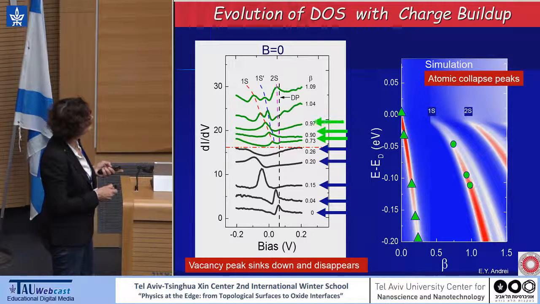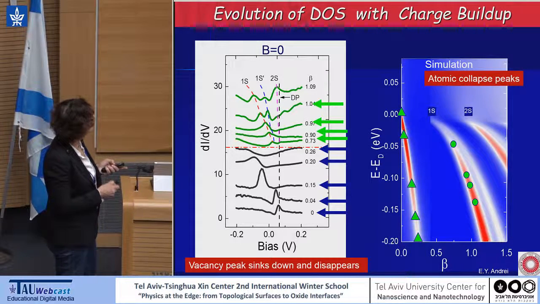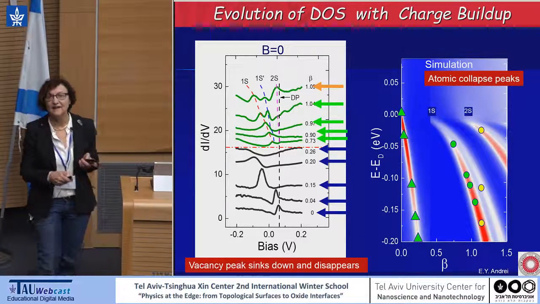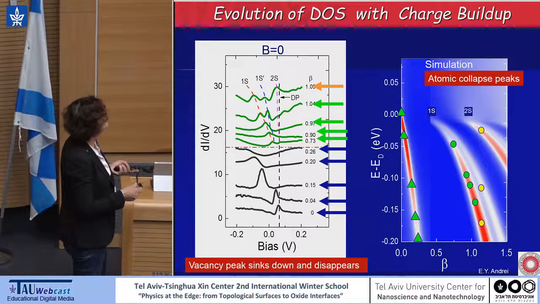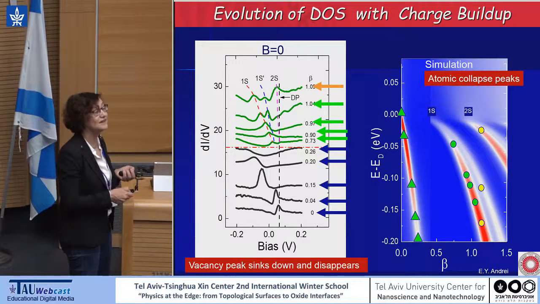And now we can also compare them to the atomic collapse peaks. So here you see that we are marching up in beta. We've gone down the 1s branch here. There's another peak that evolves here. This is the 1s prime, which is a satellite, and that has to do with the fact that we're breaking the sublattice symmetry. But most importantly, we have a new peak coming here, and that is equivalent to 2s.